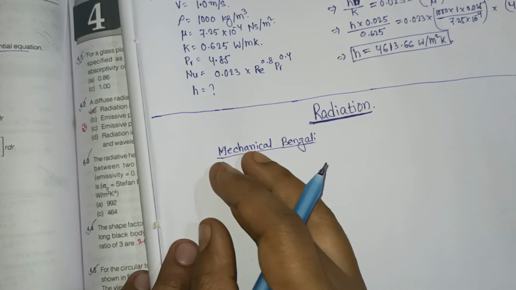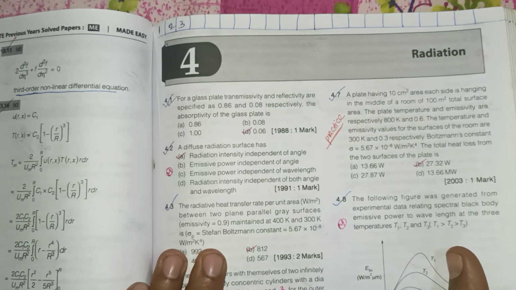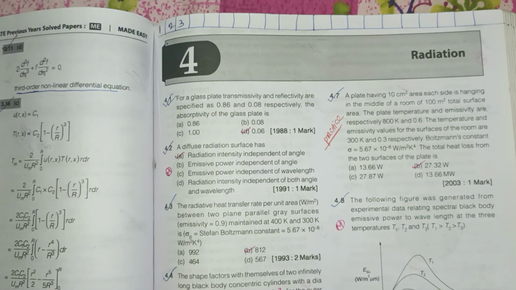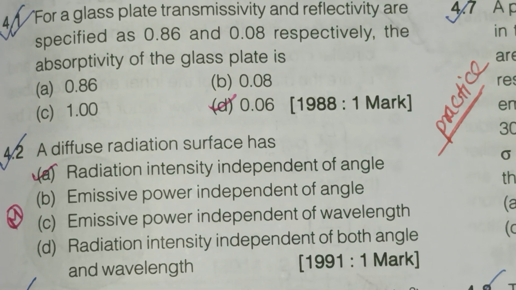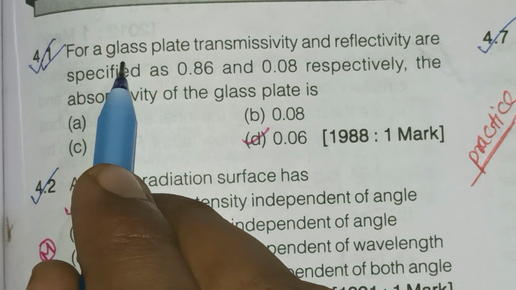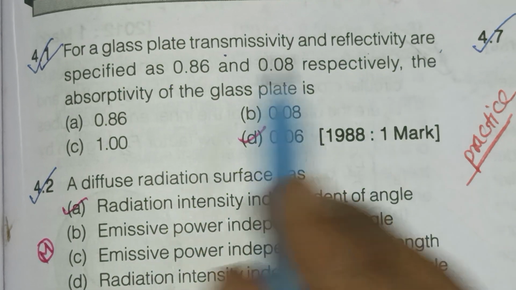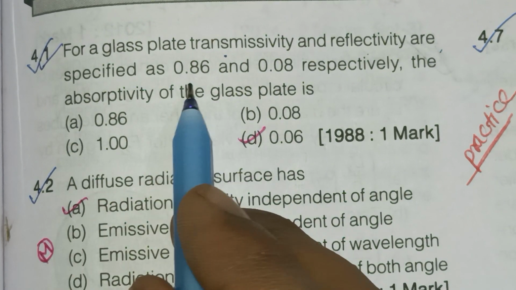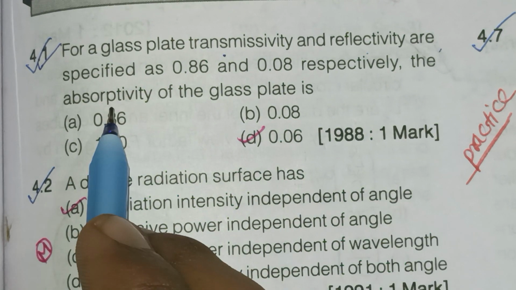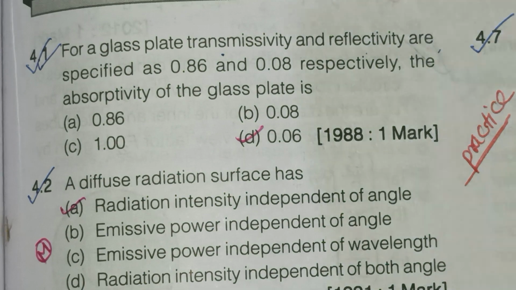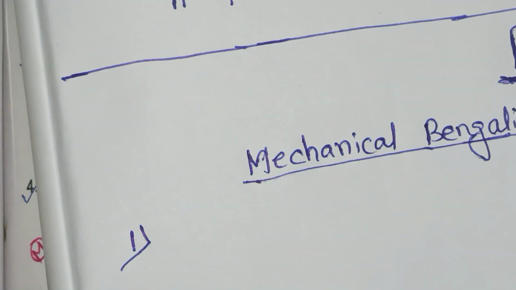So in radiation, the first question, that is question number 1. Read the question. For a glass plate, transmissivity and reflectivity are specified as 0.86 and 0.08 respectively. The absorptivity of the glass plate. So what is given in this question?